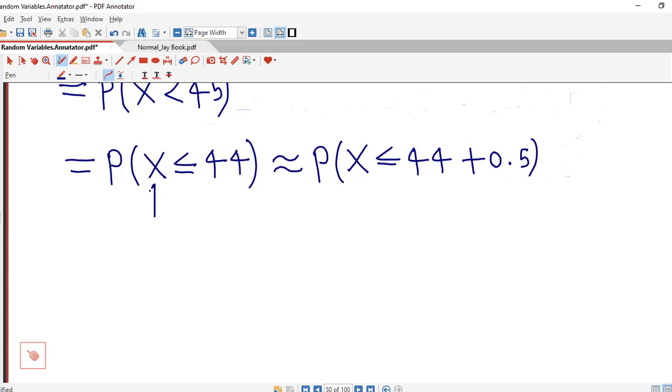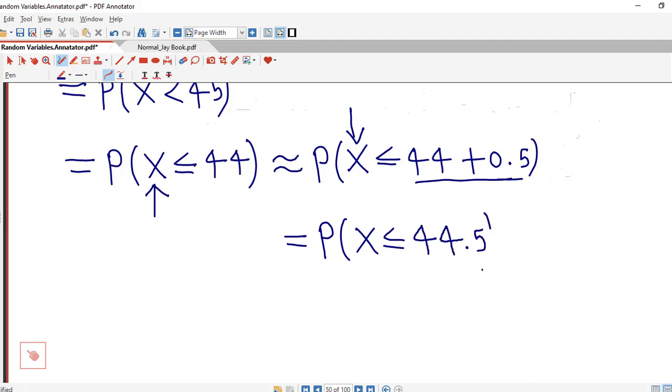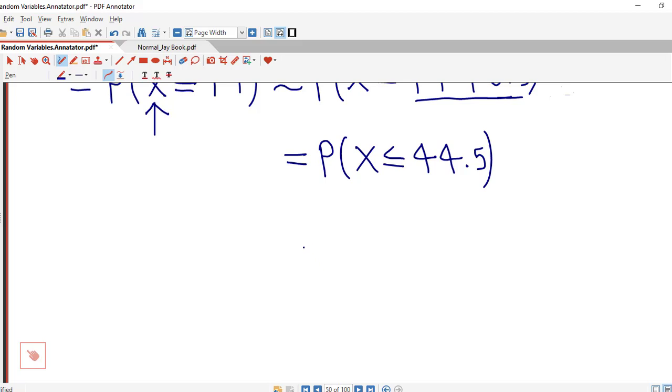So here this capital X is a binomial random variable. Now we are approximating it using a normal random variable, so we are adding a continuity correction of 0.5. So this is equivalent to the probability that capital X is less than or equal to 44.5. Now here X is a non-standard random variable.